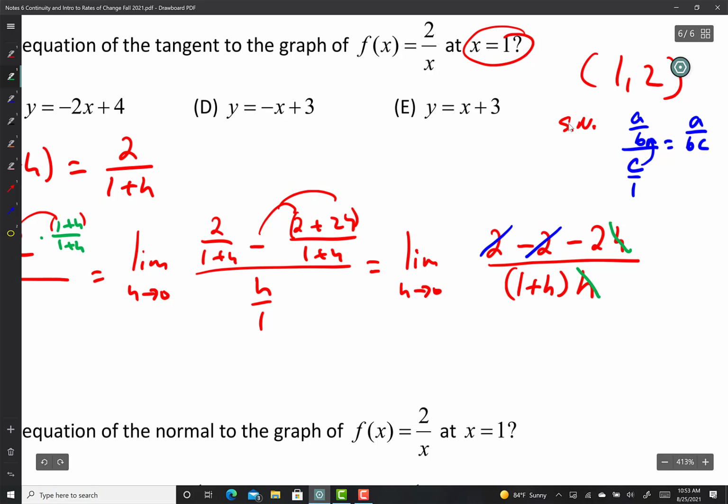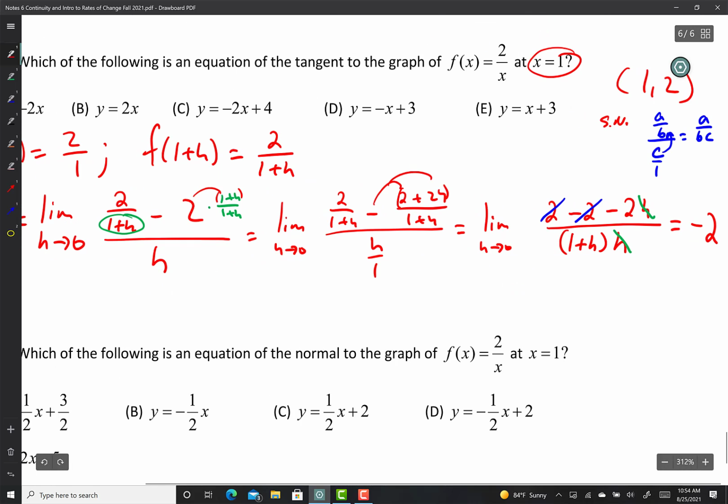Now h is approaching what? 0. H is approaching 0, so this whole shebang is going to equal what? Negative 2. 1 plus 0 is 1. Negative 2 divided by 1. So now I got my slope and I got my point.